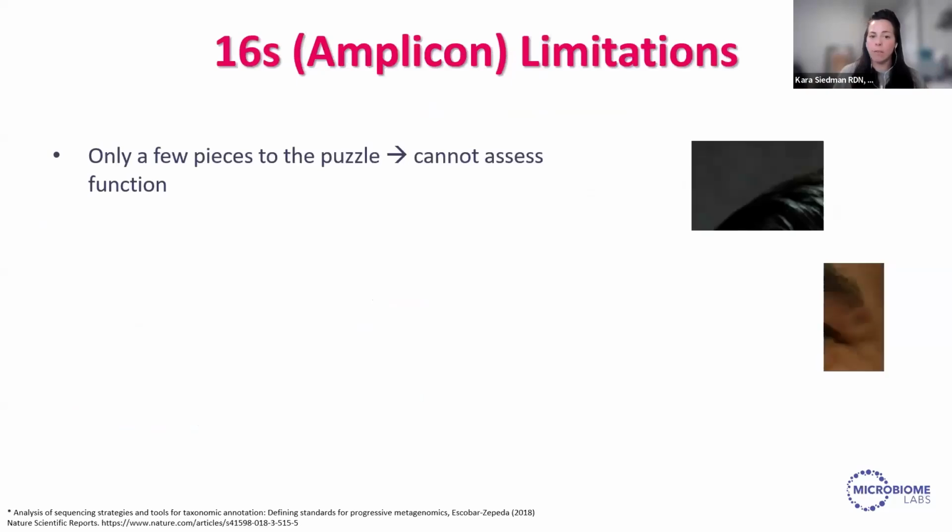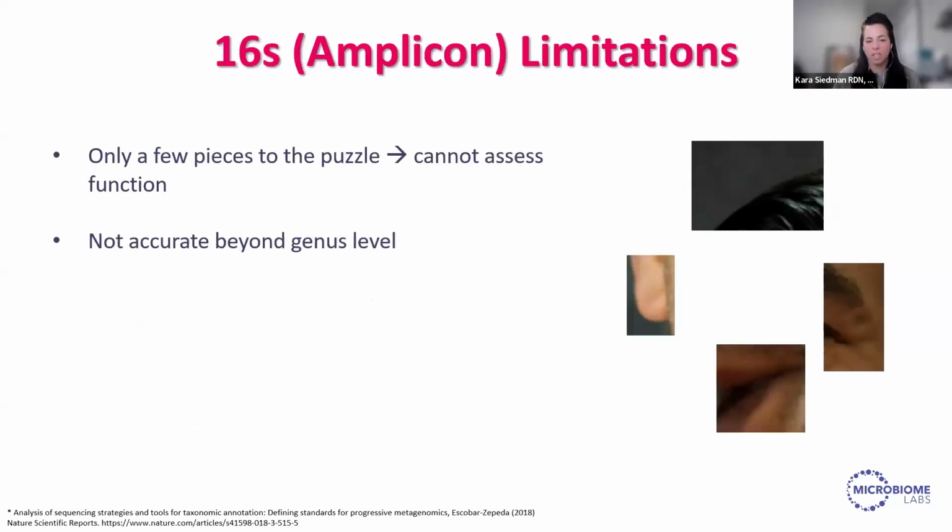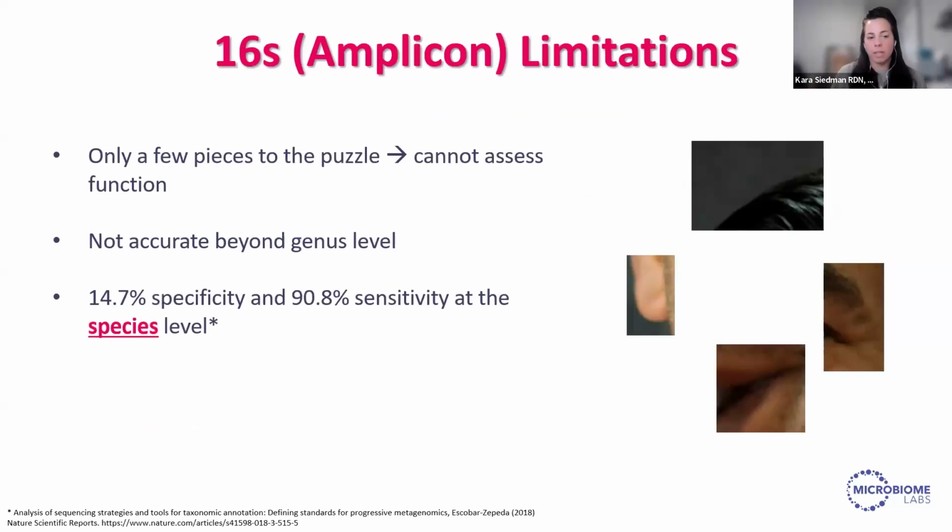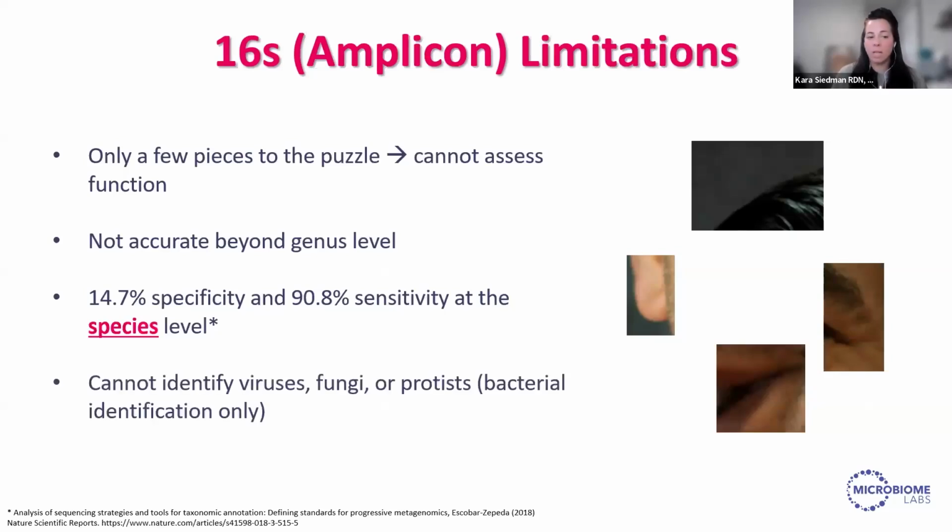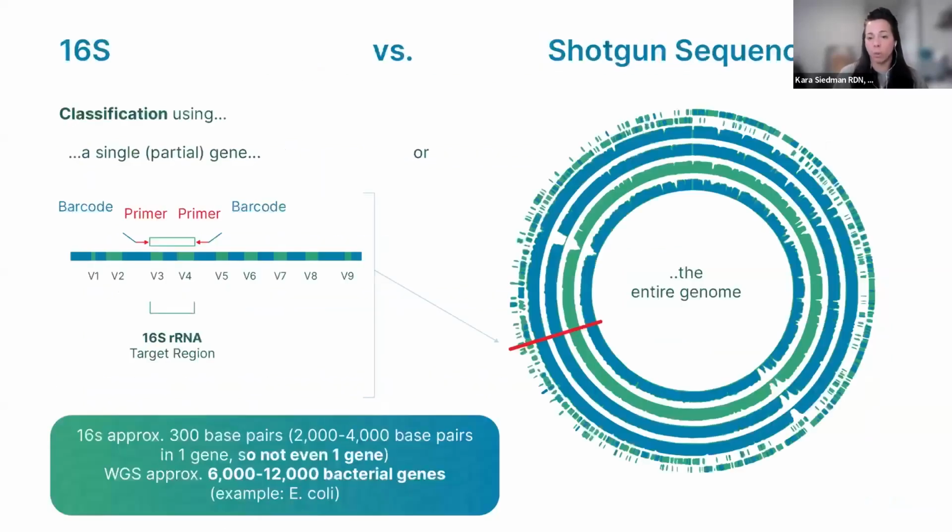So if you're only getting a few pieces to the puzzle, you can't assess the function. It's not accurate beyond that genus level. We know that the specificity is a lot lower, and the sensitivity is different. So it really affects that total accuracy as far as what we can get from a true picture. So again, 90.8 sensitivity, or the ability to identify true positives. And you can't identify viruses, fungi, or protists. It's really only bacterial identification only.